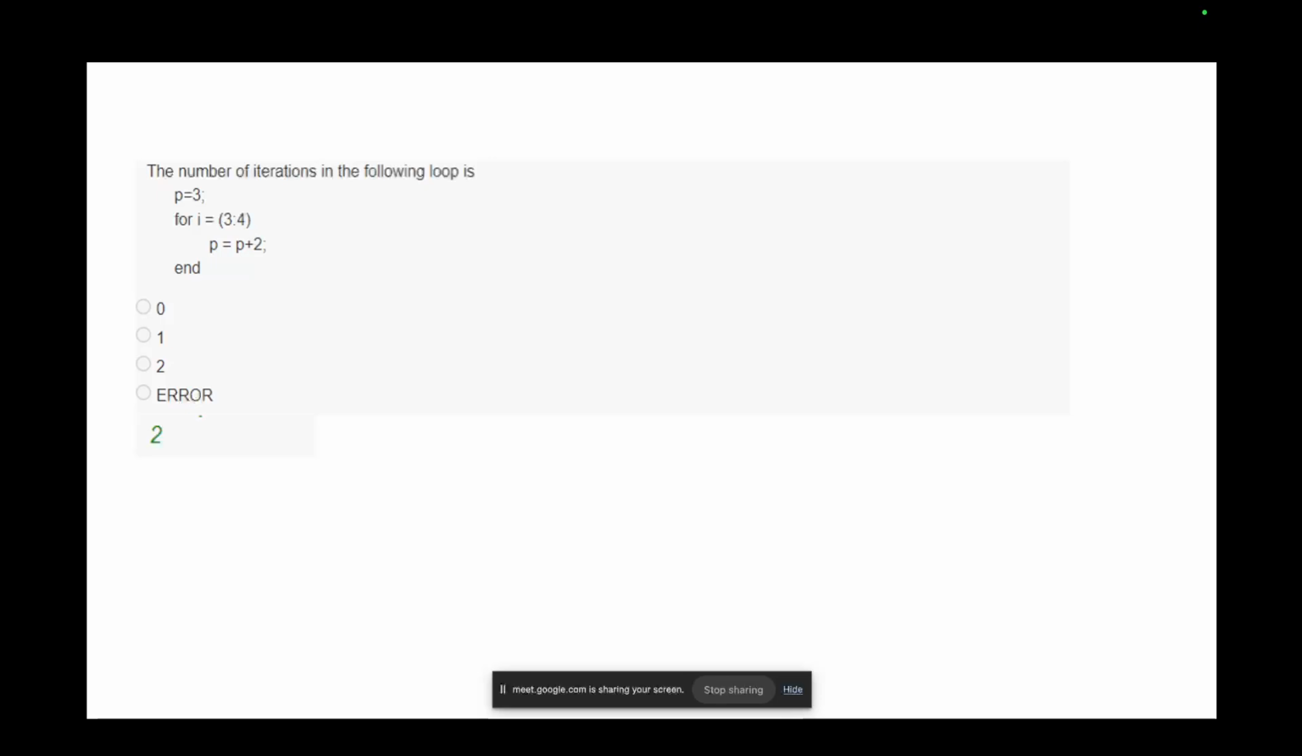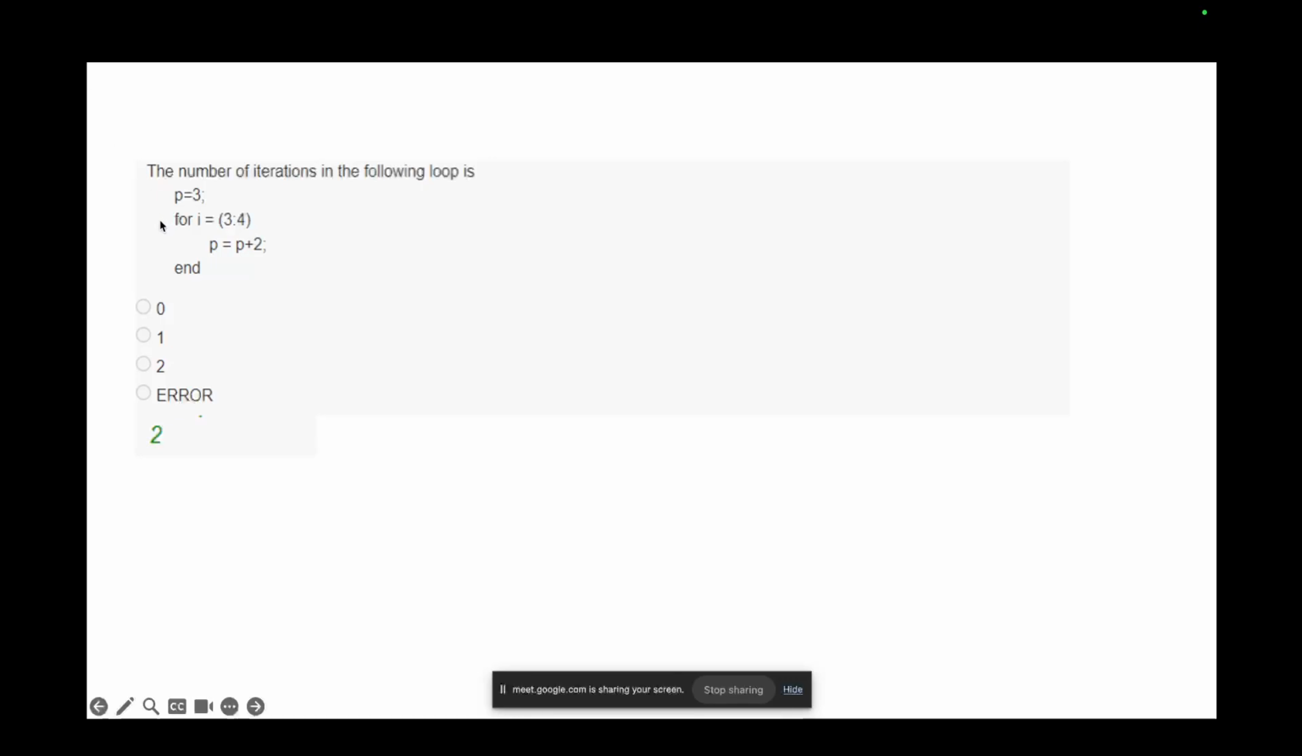Okay. The answer is two because it's 3 to 4. It considers 3 and 4 as well. And the question is the number of iterations. It's not the value of t actually. So it'll go twice, one for 3, one for 4. So the number of loops will be 2.